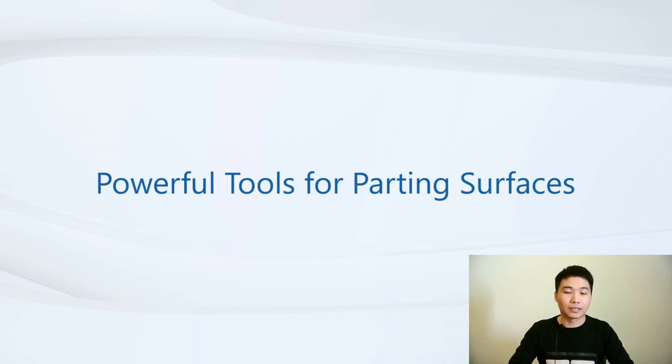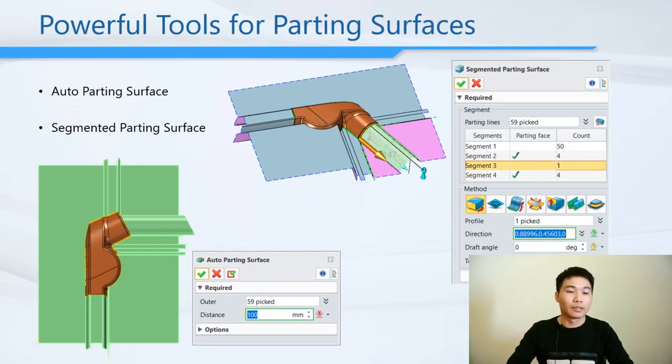About the parting surface, ZW3D offers two methods to create a parting surface based on the parting line. The first one is the auto parting surface. It will recognize the outer loop or the parting line, so it will generate the whole parting surface for this loop. And after that, you can also make some modification or delete some parting face, then use the manual way to create a parting surface by different segments. Okay, let's see how they work in ZW3D.